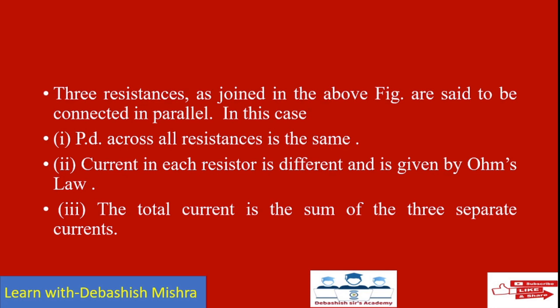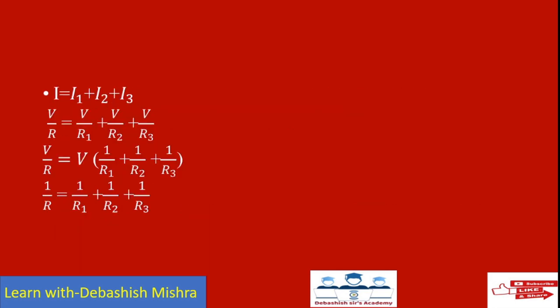In the series case, V is equal to V1 plus V2 plus V3. But in the parallel case, I is equal to I1 plus I2 plus I3. According to Ohm's law, I is equal to V by R. So I1 will be V by R1, I2 will be V by R2, I3 will be V by R3. So V by R is equal to, taking common V, 1 by R1 plus 1 by R2 plus 1 by R3. So V will be cancelled on both the sides. So 1 by R is equal to 1 by R1 plus 1 by R2 plus 1 by R3.